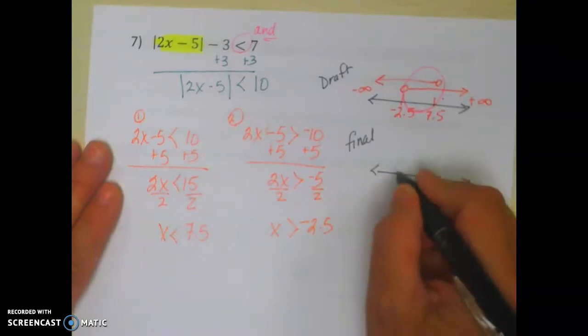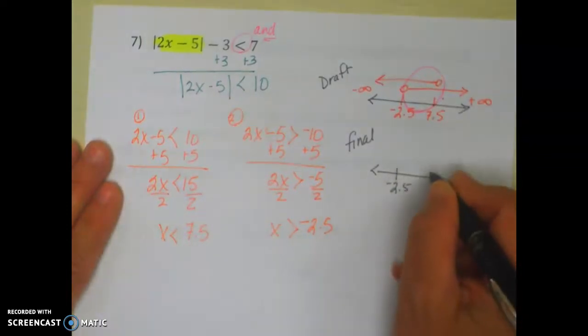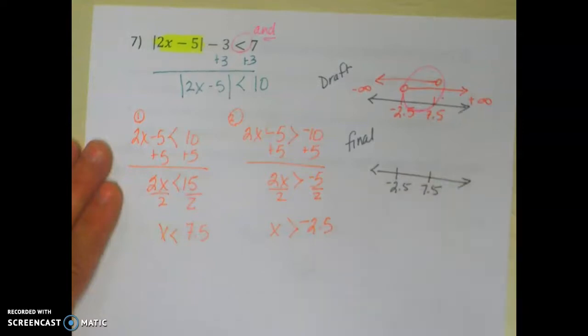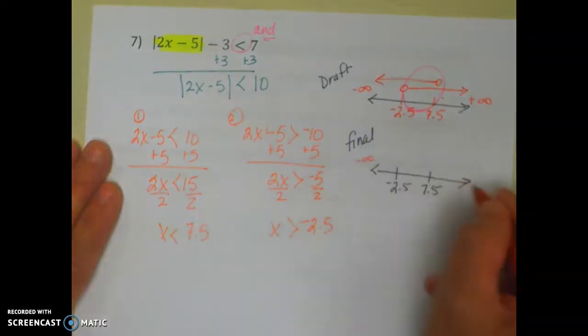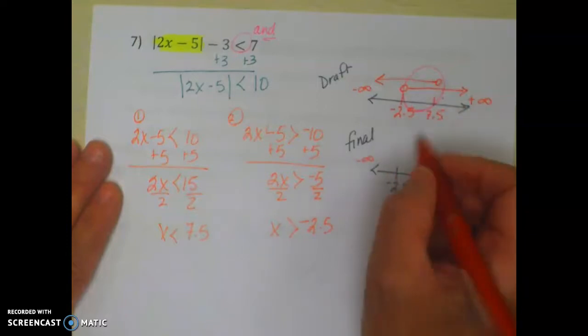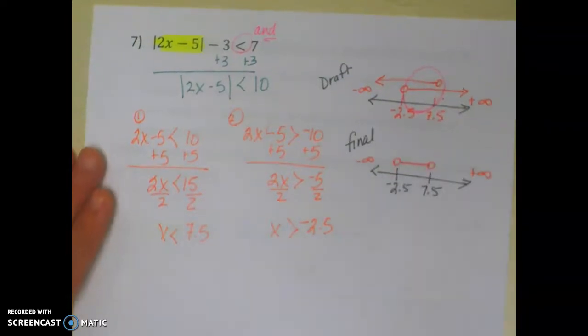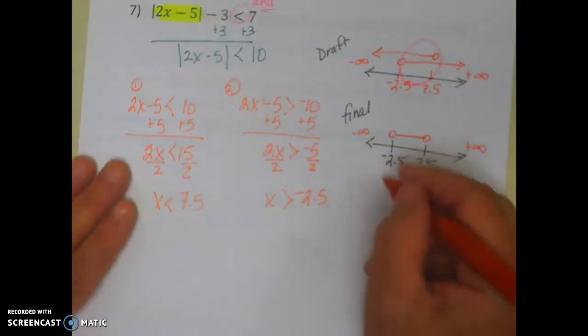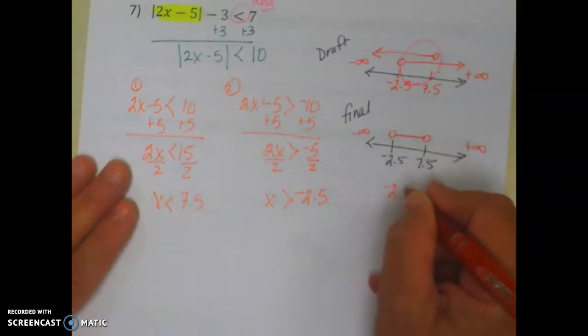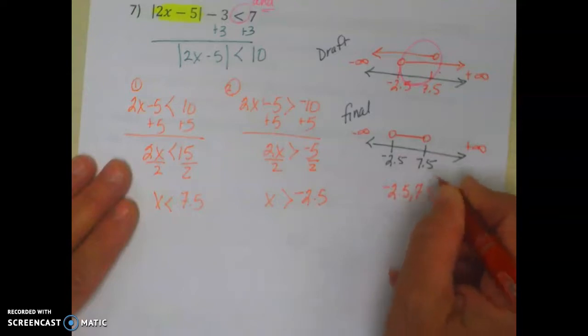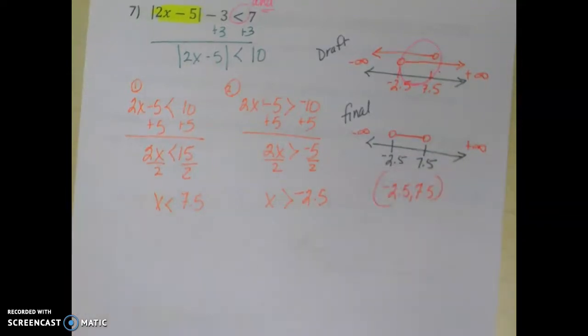So my final number line is going to look like this. I've got -2.5, 7.5. I have negative infinity and positive infinity. And I'm only graphing the overlap, so it's going to be the part in between the two, because that's the only part where they overlap. And my interval notation is going to be -2.5 to 7.5, and they're both parentheses because they're both open circles. And that's the last part of part 2 of 1.3.